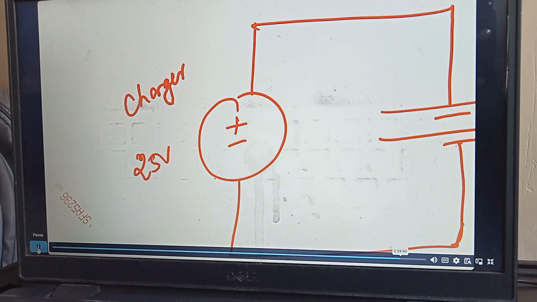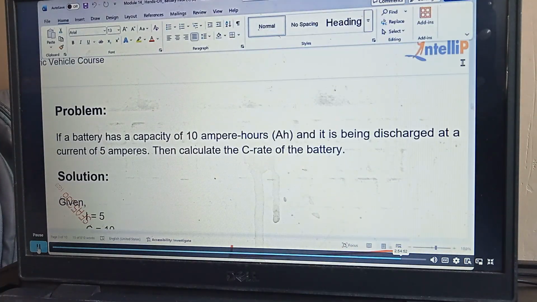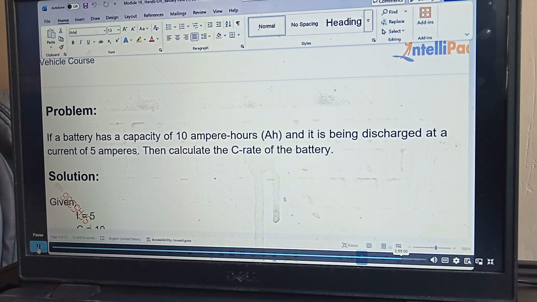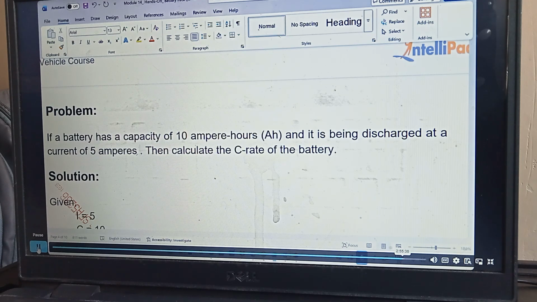So we'll go to the next problem. Please solve this. A battery has a capacity of 10 ampere hour, not 10 amps, 10 ampere hour, and it is being discharged at a current of 5 ampere. Calculate the C rate of the battery.